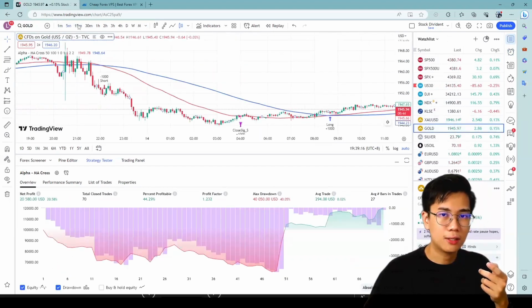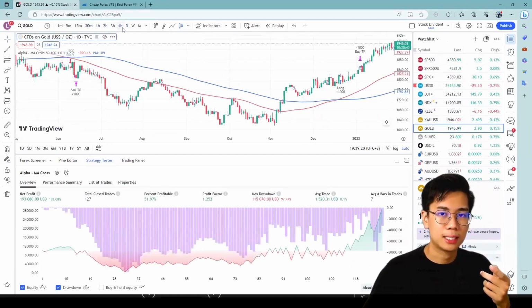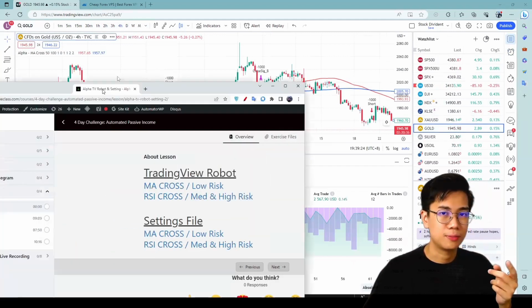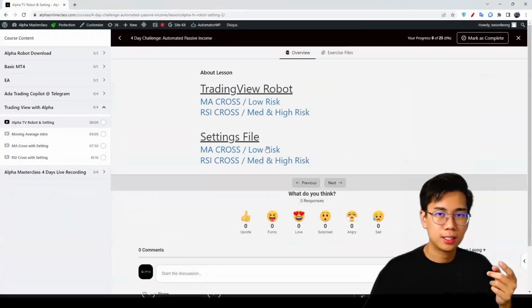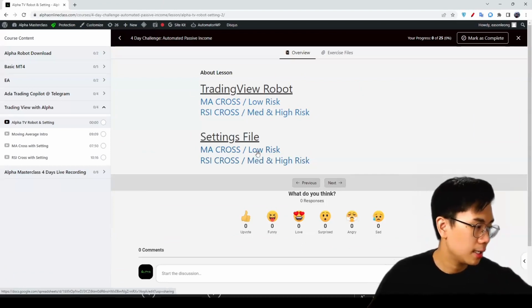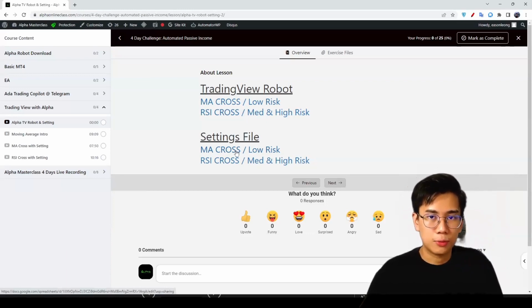From the strategy tester, you can immediately know exactly which time frame is going to be the best for it. But even if it's not the best, it's also not an issue, because here you have this thing. In the membership side, you can see this, and there is a settings file there. So let's say that I'm interested in moving average cross.